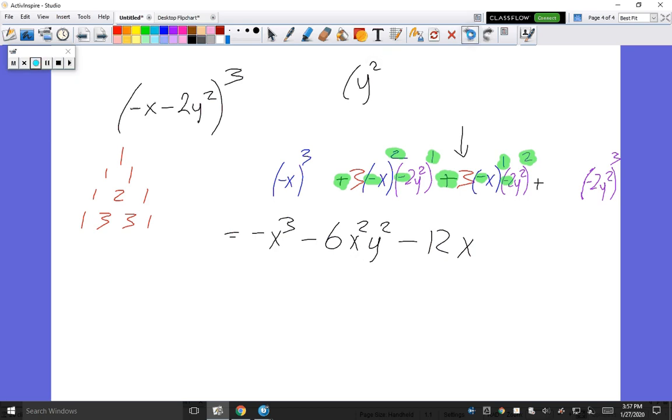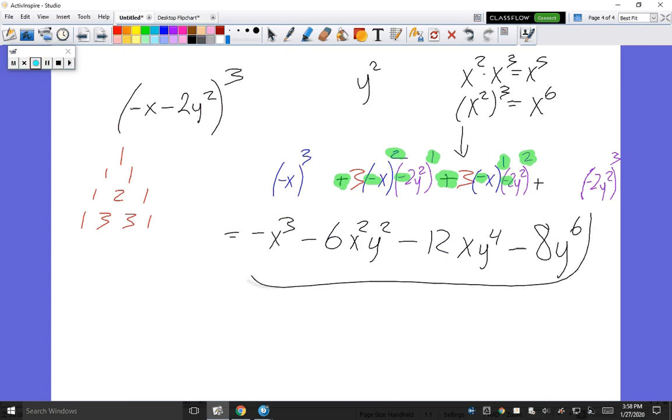A power raised to a power, you multiply. And the way, we already saw that. We already saw that, didn't we? If you have like x squared, x cubed, this is x to the 5th. If you have x squared to the 3rd, this is x to the 6th. Power raised to a power, you multiply. Now the last one, positive or negative? It'll be negative. 2 to the 3rd is 8. Y squared to the 3rd? Y to the 6th. Done. Nice job today, guys. Cool?